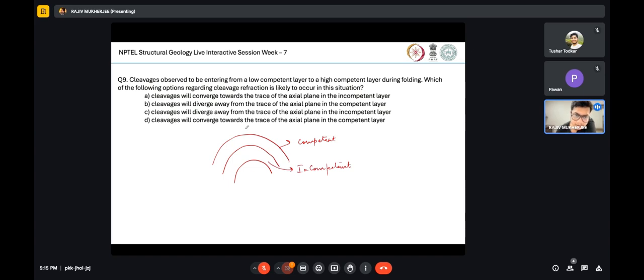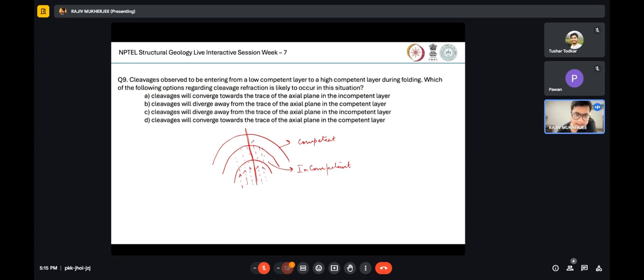And this is the trace of the axial plane hinge line. Now we have some cleavages, axial planar cleavages, entering into, say for example, this is entering into the competent layer. From incompetent layer, it is entering into the competent layer.